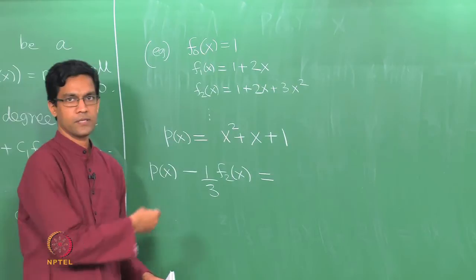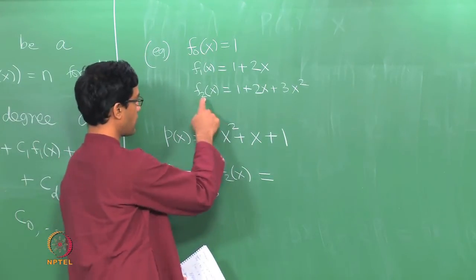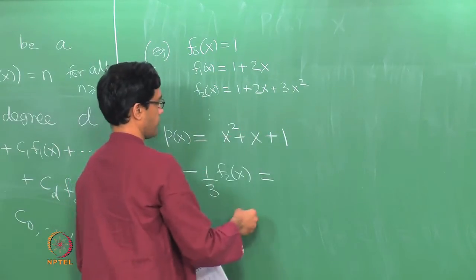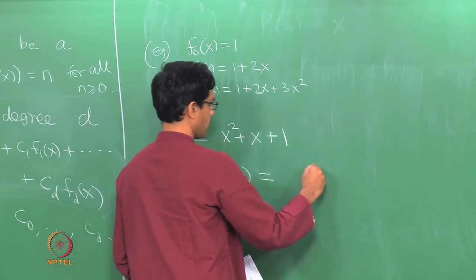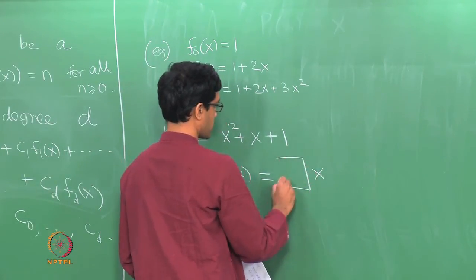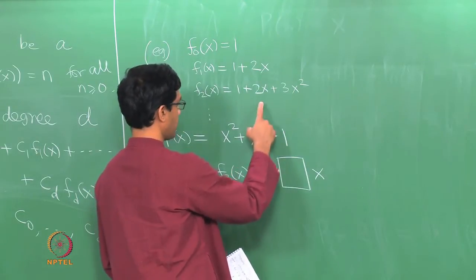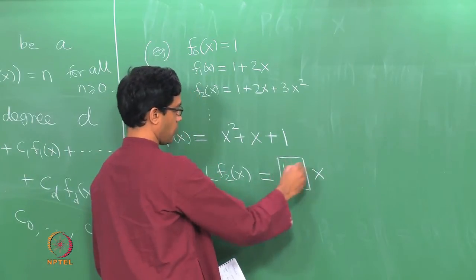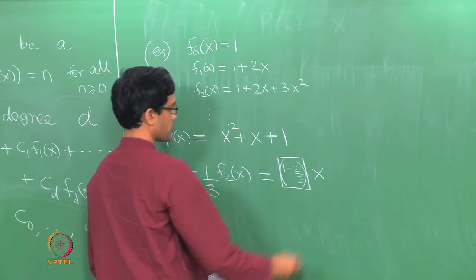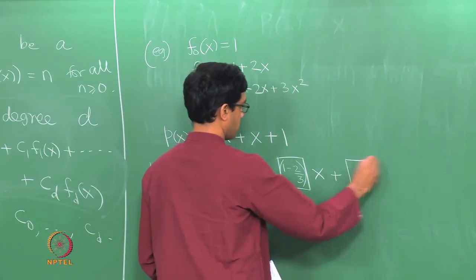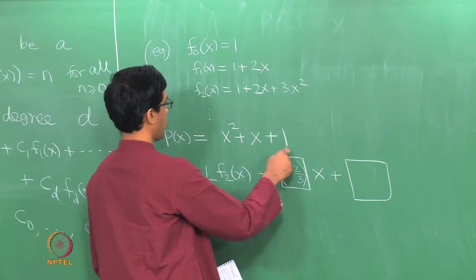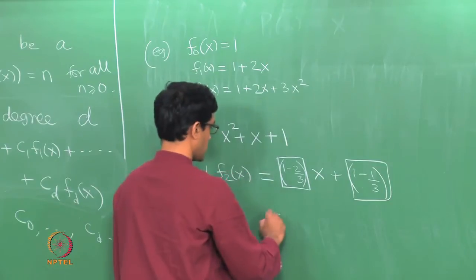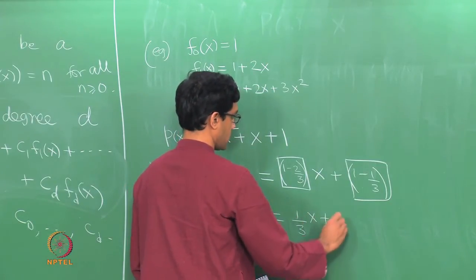Okay. Now the idea behind doing this is, when you subtract 1/3 of f2 of x, the coefficient of x squared, the x squared term, will cancel between these two. Okay. So if you do this, there is only an x term and a constant term. So what is the coefficient of x now? Well, in p it was a 1, now I need to subtract 1/3 of 2, so it becomes 1 minus 2 by 3 is the new coefficient of x, plus some constant term. Now what is the new constant? The original was a 1, now I need to subtract a 1 by 3, so that is the new constant. Okay. So this is now basically 1/3 x plus 2/3.